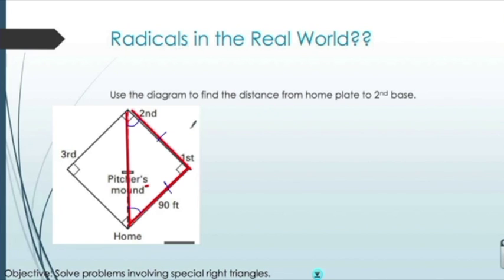All right, so that means that this is going to be x, this is x, and this is x root 2. So we need to find the hypotenuse of this triangle. Okay, we know that x is equal to 90. Thus, the hypotenuse is 90 times the square root of 2. All right, case closed, we're done.